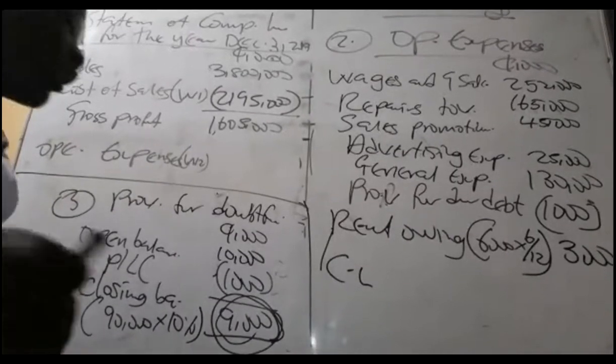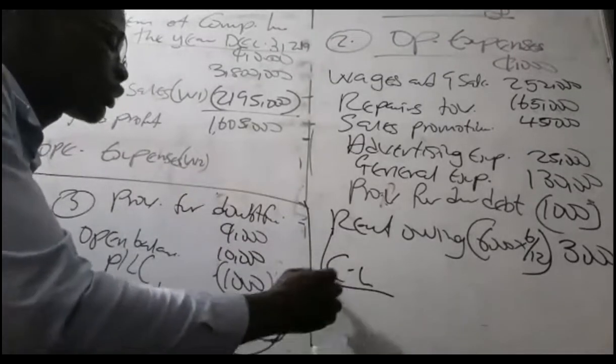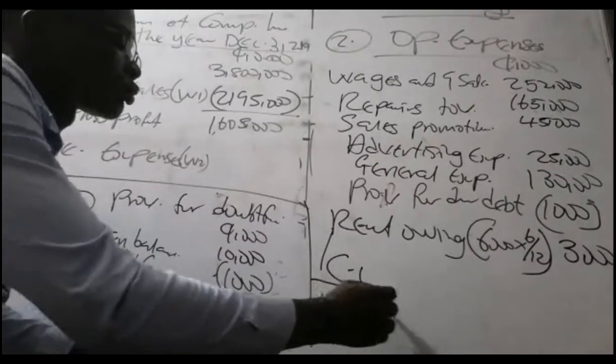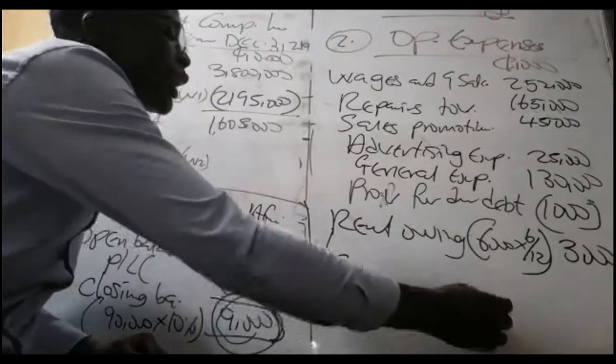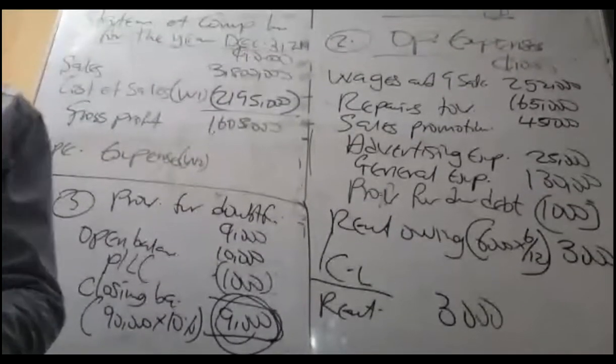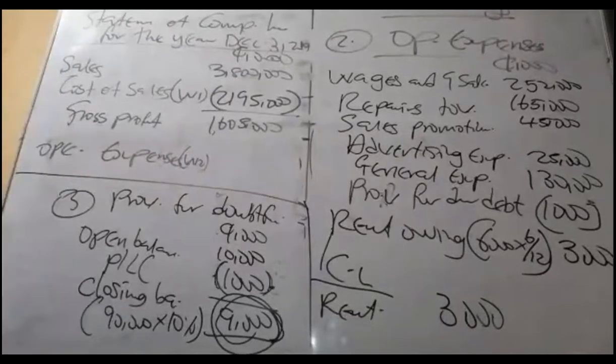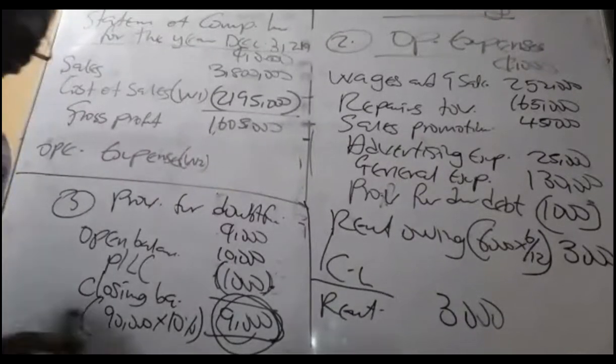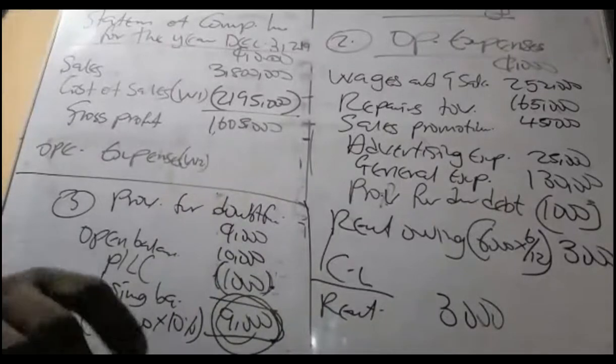So when you go to current liability, rent owing 3,000, you are done. So kindly do that for me. Then let's see. Good. So you record it there. Then we are done.